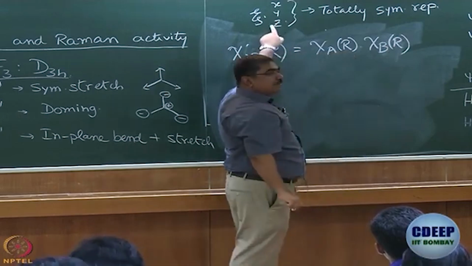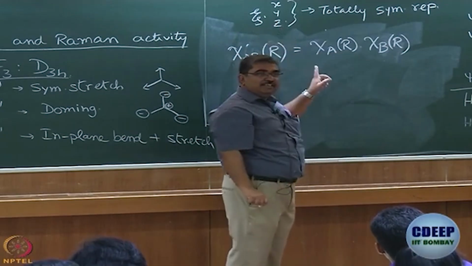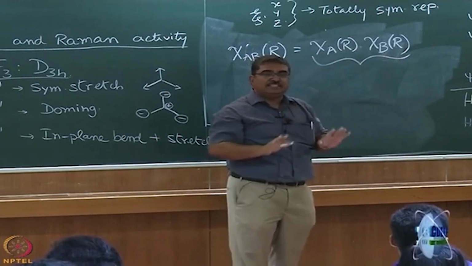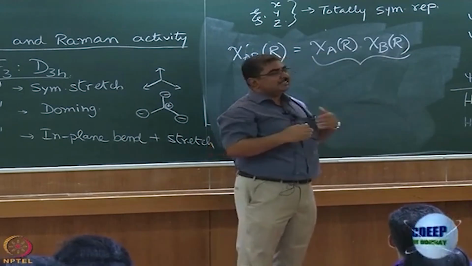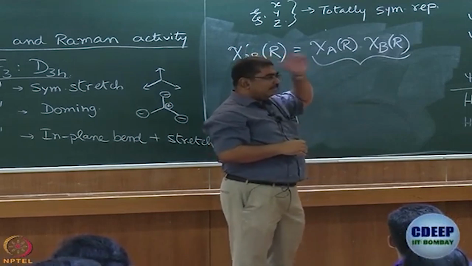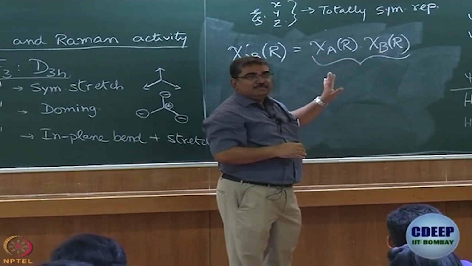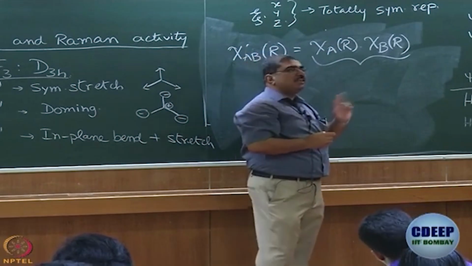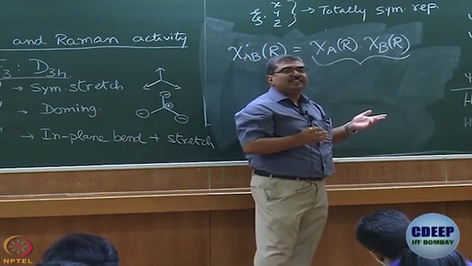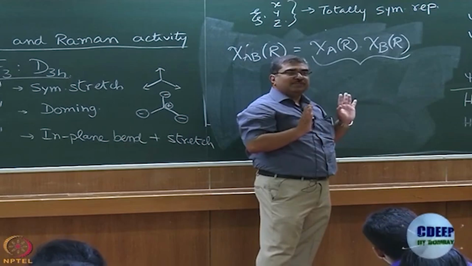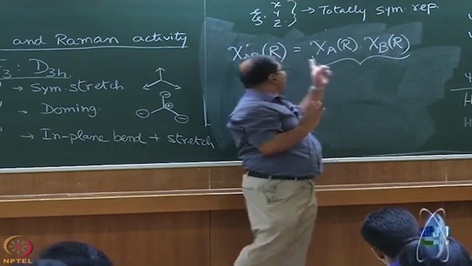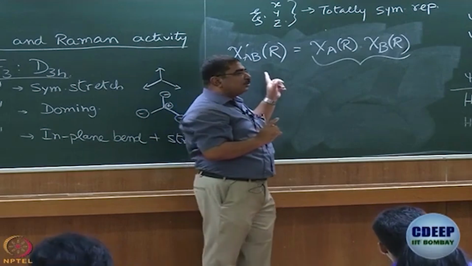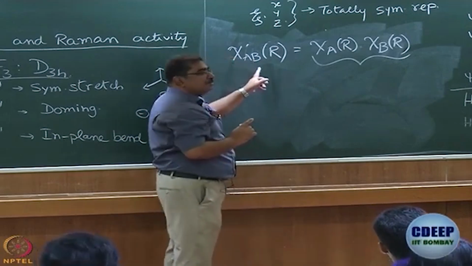So, what does this condition boil down to? If it is totally symmetric, then, and let us work with one dimensional representations, it is easy to understand, just believe me that it can be carried on to multidimensional representations as well. So, if we are talking about one dimensional representations, what are the values the characters can take? +1 or -1, right? Now, if this AB belongs to a totally symmetric representation, what should be the character of chi AB for any R?